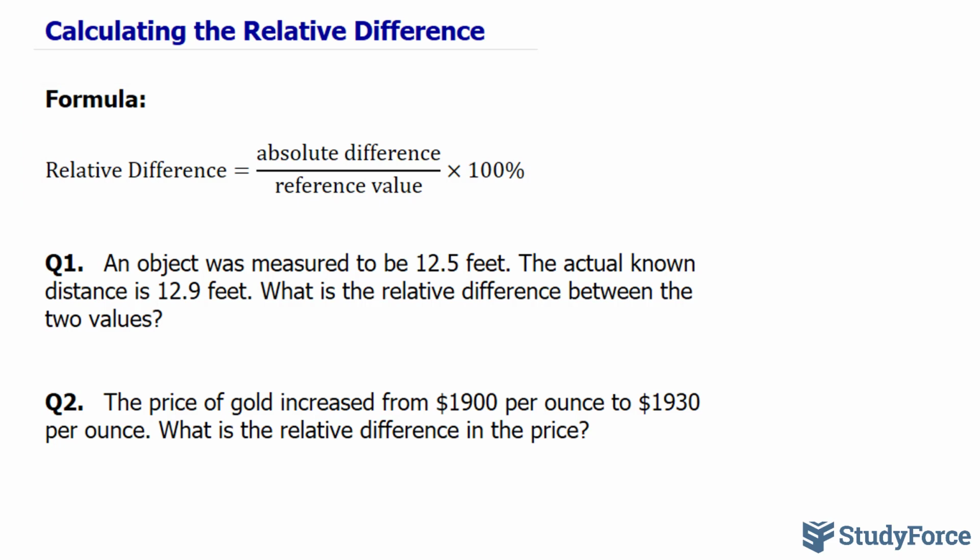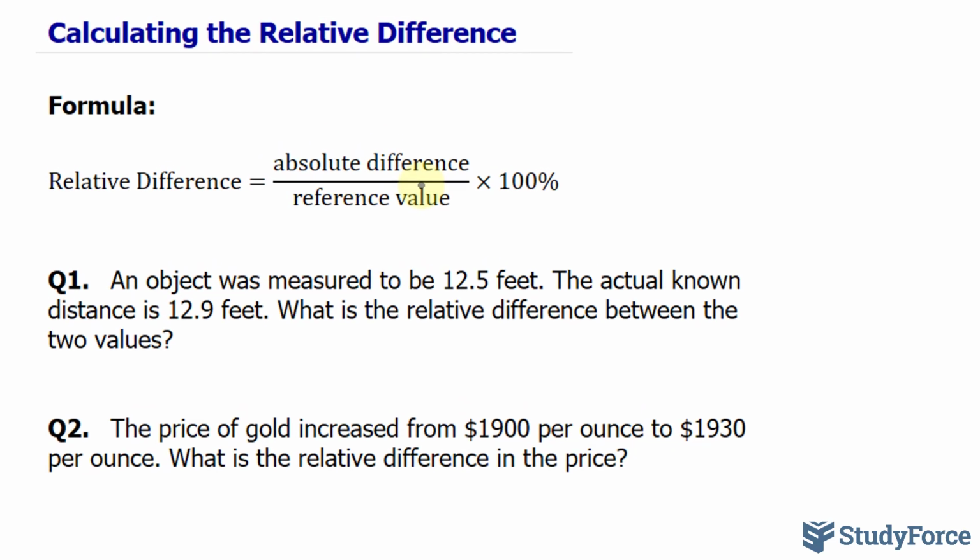This formula is designed never to give you any negative values. So the relative difference should always be positive. And the reason for that is because of the absolute difference part shown here. We'll talk more about that when we discuss questions 1 and 2.